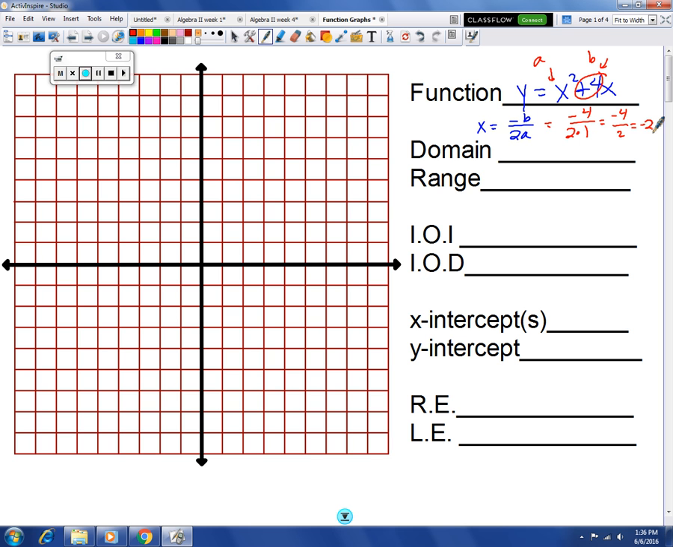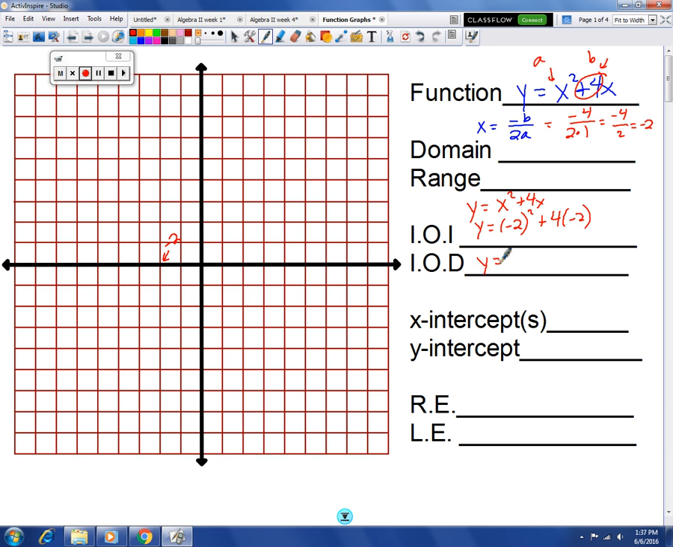So over on the x-axis, that's where negative 2 is. I then have to plug negative 2 into the original function, y equals x squared plus 4x. I have to plug in negative 2 in both places, put your negative 2 in parentheses squared, plus 4 times negative 2. I have to put negative 2 in both places for x.